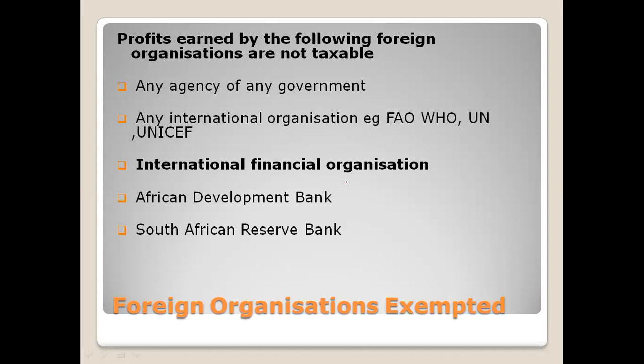For example, we have income or profit that could be earned by World Health Organization, United Nations, UNICEF, FAO, etc. Then also income that could have been earned by the African Development Bank, ADB, South African Reserve Bank, or in simple terms, all international financial institutions. Such profits earned by these international organizations are not taxable.